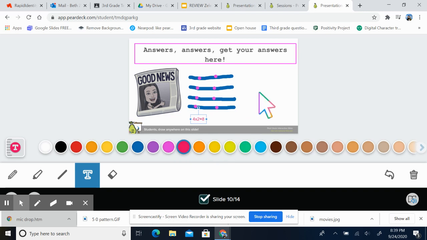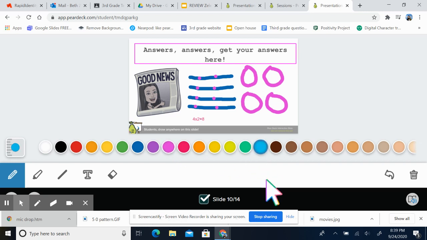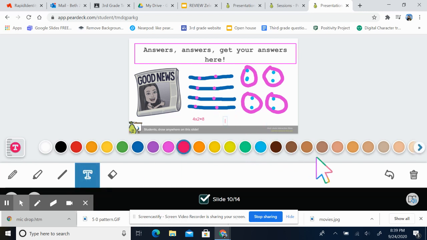You could have done an equal groups drawing. So I could do 4 groups. Let me change my tool. 1, 2, 3, 4. 1, 2, 1, 2, 1, 2, 1, 2. So I have 4 groups of 2 equals 8. 2, 4, 6, 8. You could also use repeated addition, and you only needed to show 2 ways, but here is your third way that you could have shown your answer.